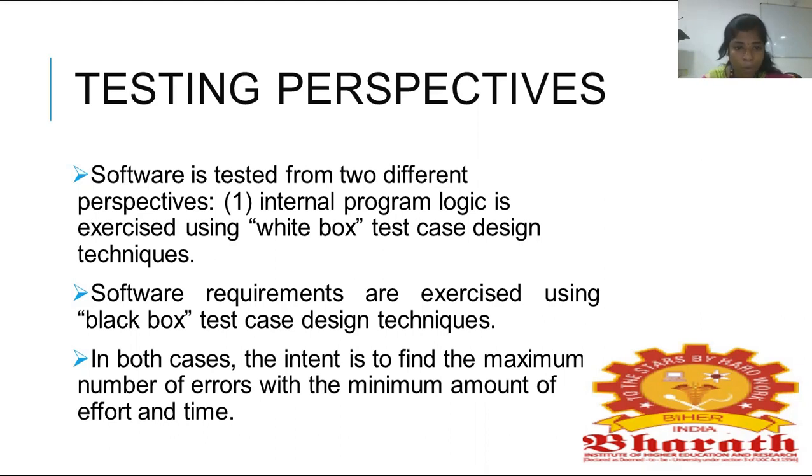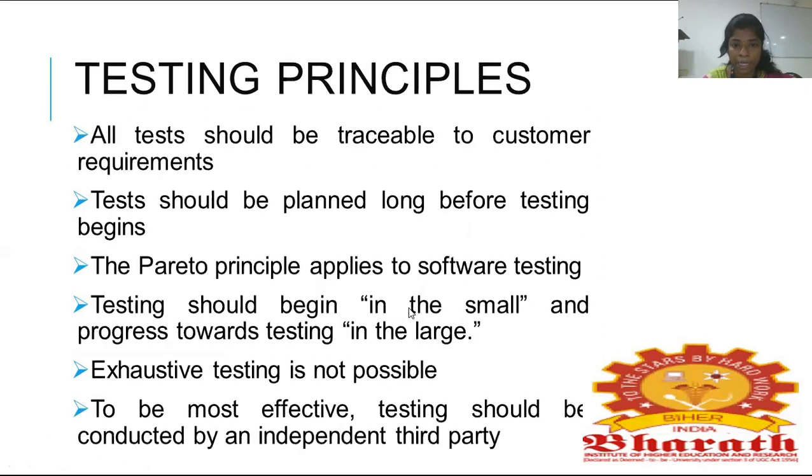Next, your software requirements. What are the general functional requirements to run your software, and whether all the requirements are satisfied or not based on the customer requirement? This is all done by black box testing. So these are the two techniques we mainly use for software testing, to find the maximum number of errors with minimum effort and time. Whatever errors you find, your main goal is that minimum people effort and minimum time should be spent. This is the main goal for finding the errors.